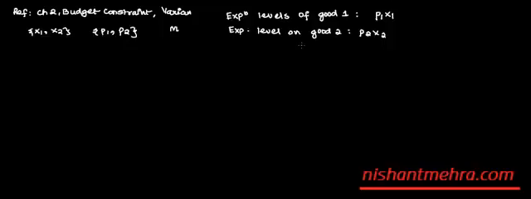Definitely, you cannot spend more than your income. Is it right? So what is the total expenditure? Total expenditure is P1X1 plus P2X2. Fine. Then what is the total income? Total income is given to you as M. So what is the constraint?